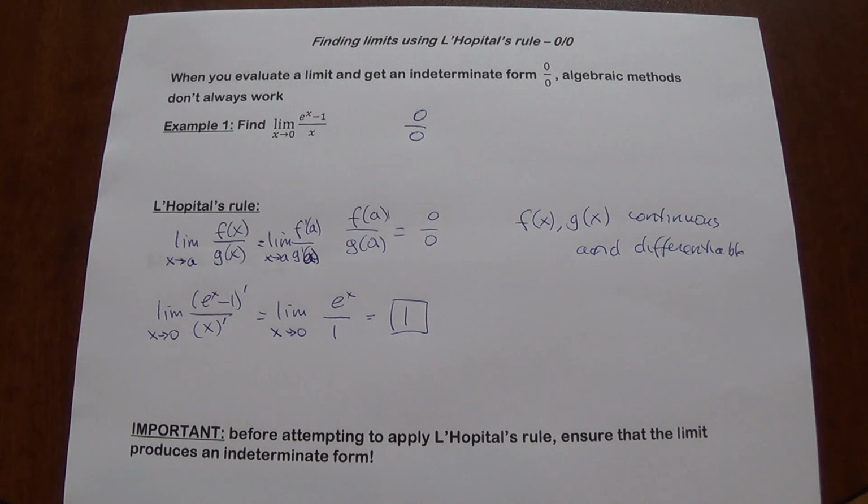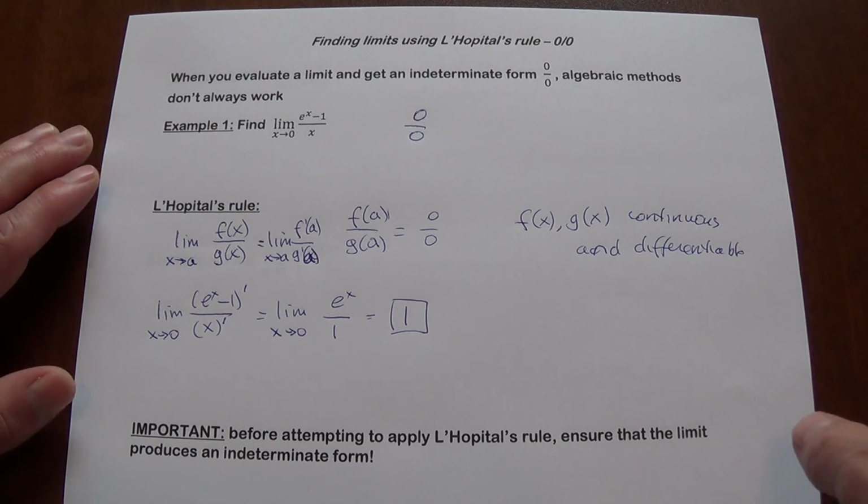I do need to mention, it is extremely important, you cannot use L'Hopital's rule if it's not in indeterminate form. So if you don't have 0 divided by 0 or any of the other indeterminate forms, you're not allowed to use L'Hopital's rule. It is not going to work. Next problem.